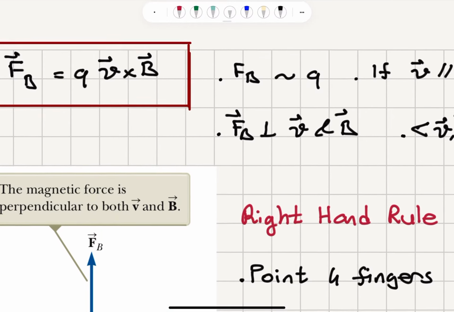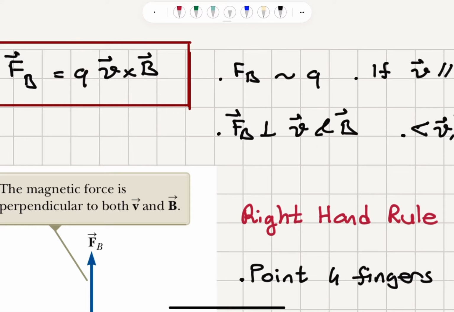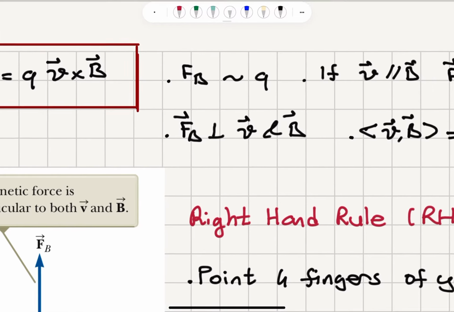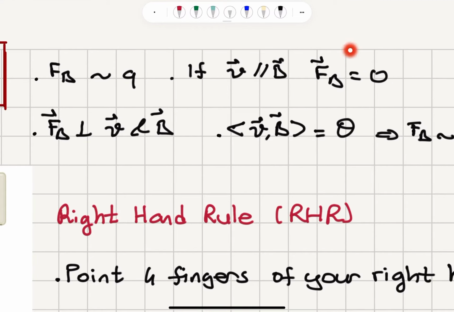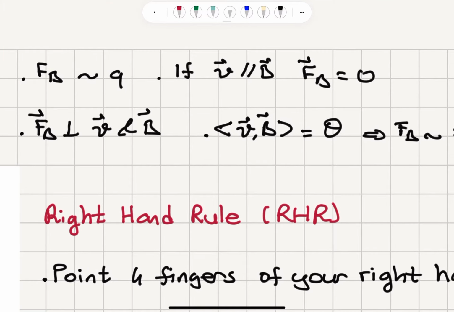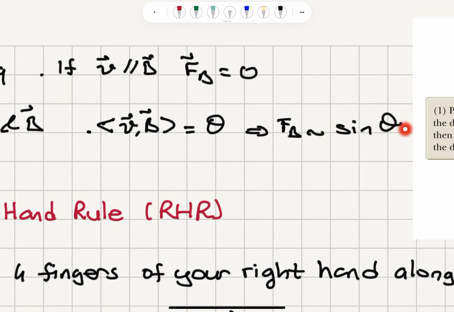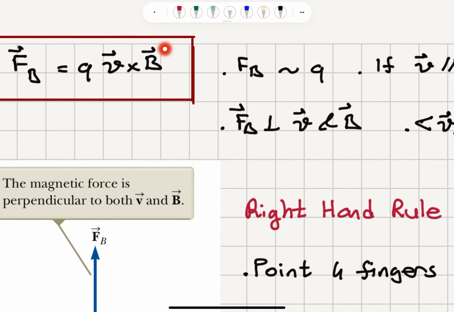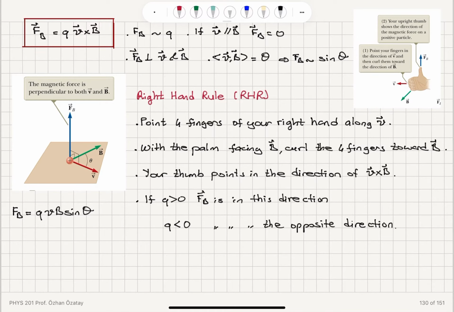So this force is proportional to the charge. The more charge we have, the more force we will feel. And if the velocity vector is parallel to the magnetic field vector, the force will be zero. You can see that this is a cross product, so the force is always perpendicular to the velocity vector and the magnetic field vector. If there is an angle theta between the velocity vector and magnetic field vector other than zero, then the force is proportional to sine theta, because this is a cross product.